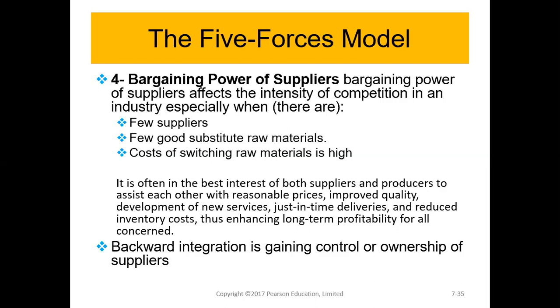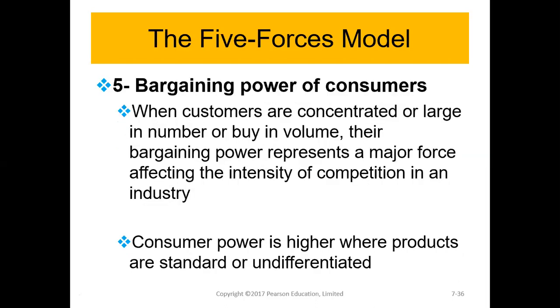And that's why backward integration is gaining control or ownership of supply. Do you remember the strategy of backward integration? When we said that when your supplier is not reliable, is not delivering the service or raw materials for you at the right time and so on, it's better that you acquire that supplier, or you be your own supplier, okay? So that helps in competition in that case, because the bargaining power of suppliers affects the competition.